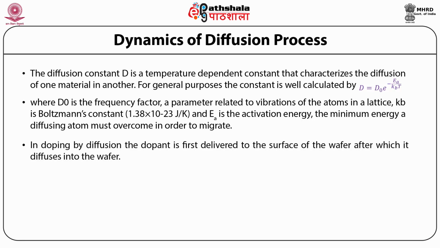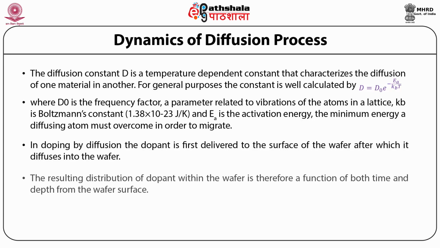So in doping by diffusion, the dopant is first delivered to the surface of the wafer, after which it diffuses into the wafer. The resulting distribution of dopant within the wafer is therefore a function of both the time and the depth from the wafer surface. So in order to determine this distribution, one solves an equation representing the idea that mass is conserved as the dopant diffuses within the wafer.